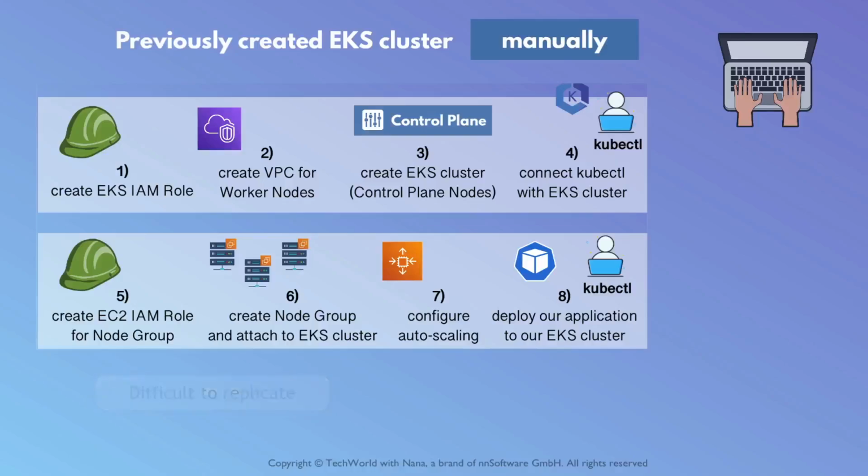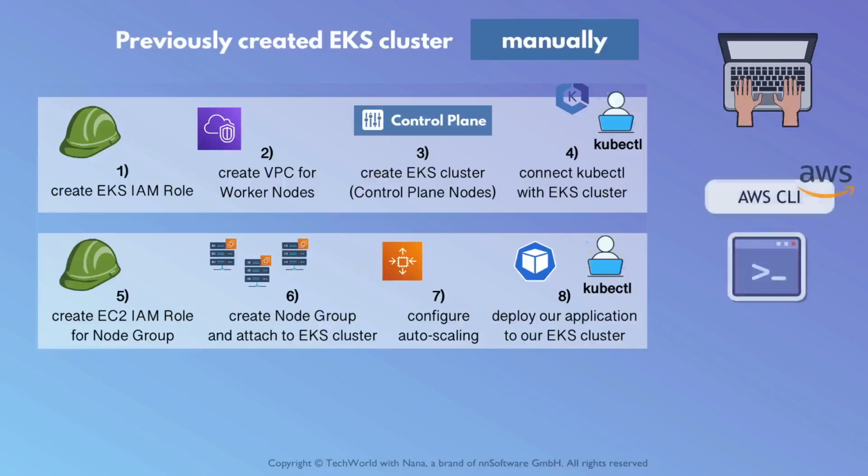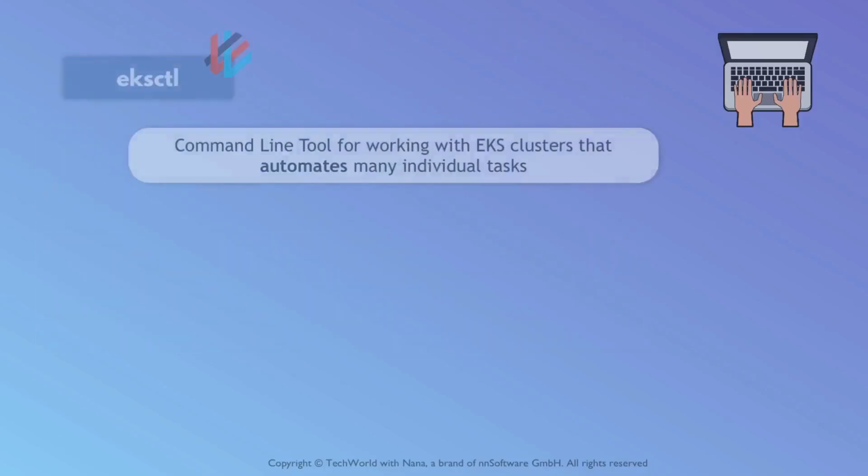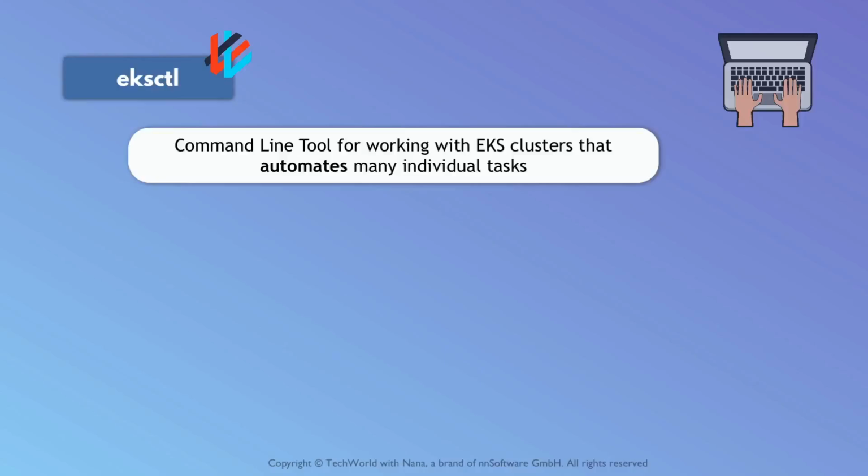Now, there are different ways of creating an EKS cluster. For example, we could do it using the AWS command line, but we, again, would still have to create all these roles, create the VPC and EKS cluster, and so on. And one of the easiest ways is actually using a command line tool specifically made for creating EKS clusters, which is called eksctl. So just like we have kubectl for a Kubernetes cluster, we have eksctl for creating the Kubernetes cluster on EKS.